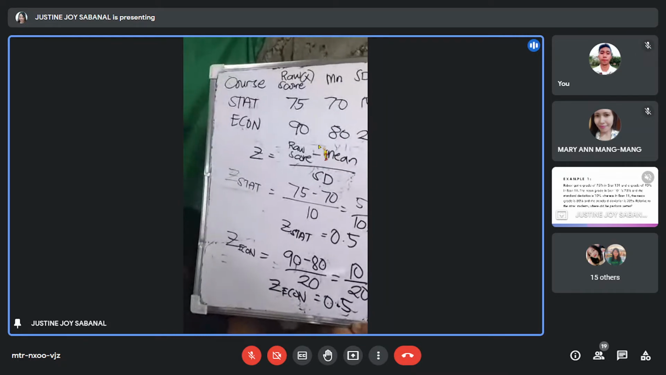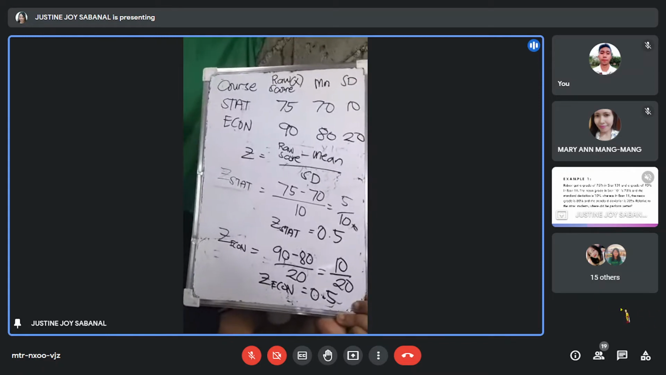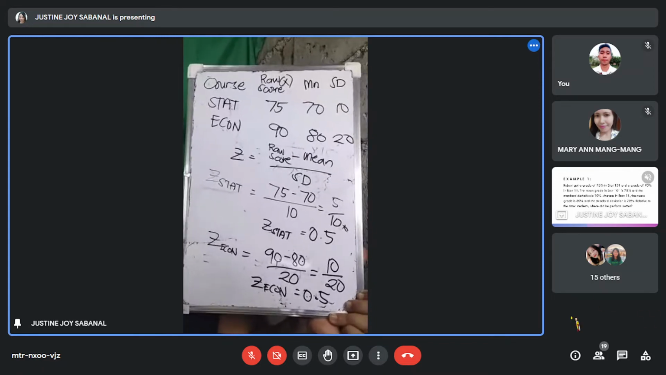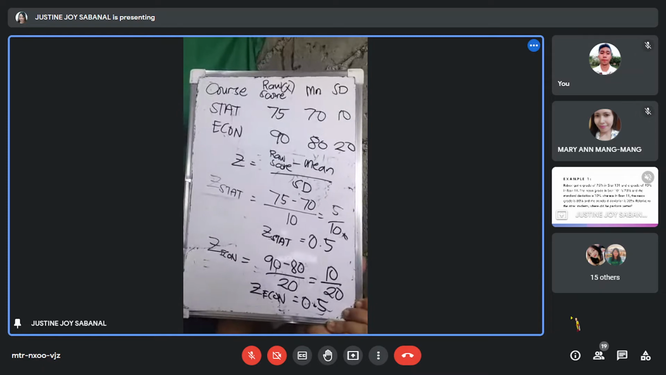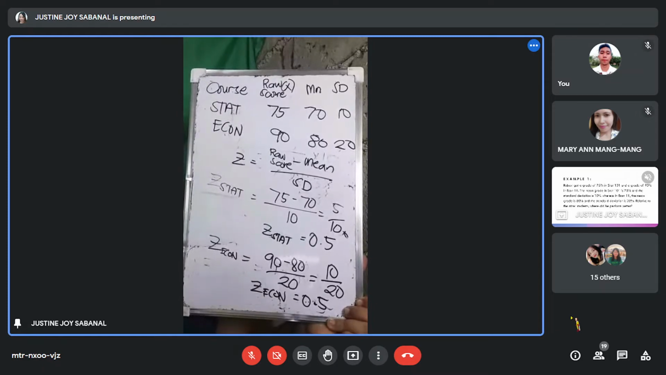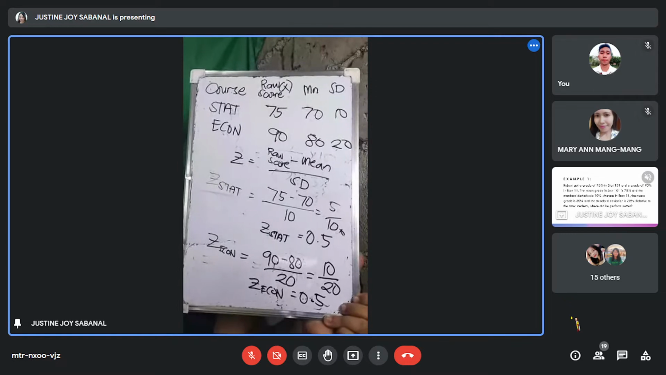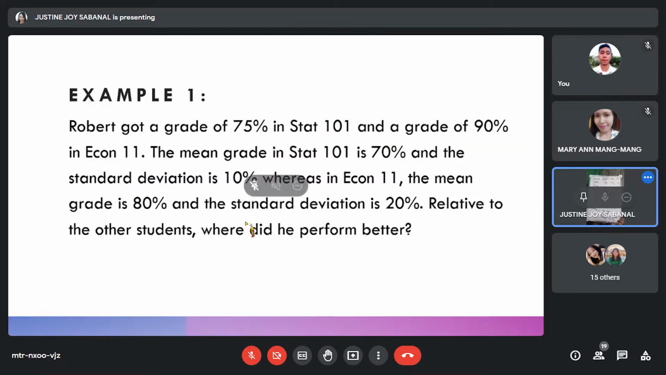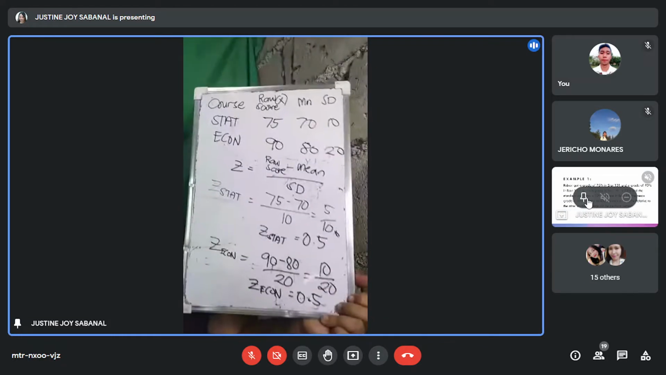So relative to other students, where did Robert perform better? So saan daw mas maganda yung performance ni Robert? Same lang po, ma'am. Okay. So exact. So ang magiging conclusion nyo dito is relative to other students, the performance of Robert in statistics and economics is just the same.